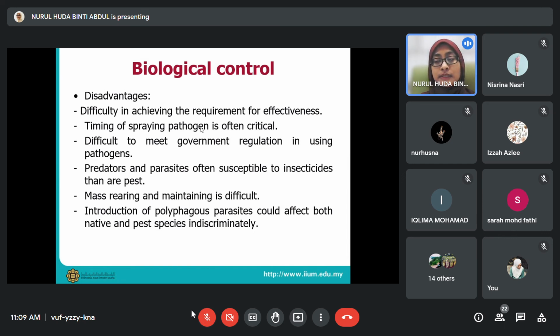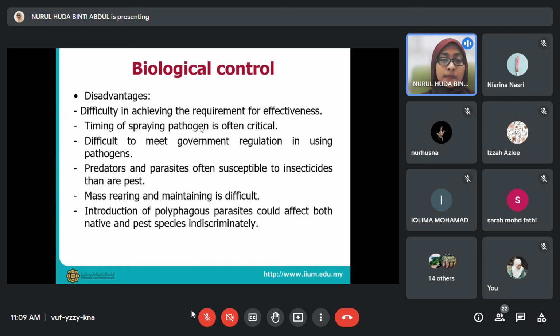Okay, and then predator and parasite often susceptible to insecticide than pests. Okay, when you use insecticide spray, for example, to control pests, okay, selalunya group of insects yang either predator or parasite ni dia lagi susceptible, maksudnya dia lagi terkesan dengan insecticide that you use. So usually when you combine biological and chemical control, there is a possibility that your biological control tadi doesn't work because sekarang your biological tadi dah reduce due to the use of insecticide.